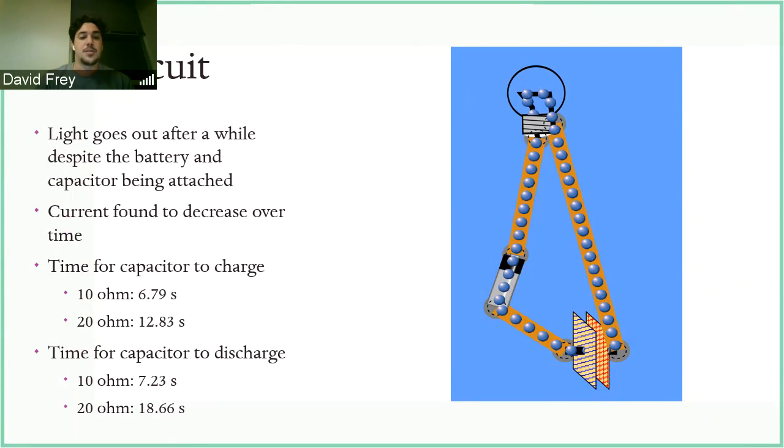Continuing, we were then asked to build an RC circuit, where we found that the light was going out after a while once the battery and capacitors were attached, showing the time it was taking for the capacitor to charge and discharge. Current was found to decrease over time, and then we measured and recorded the amount of time it took for the capacitor to charge given the resistors. We had a 10 ohm and a 20 ohm resistor. The 10 ohm took about 6.79 seconds to charge, whereas the 20 ohm took 12.83, and then vice versa to discharge. It took 7.23 seconds for the 10 ohm and then 18.66 seconds for the 20 ohm.